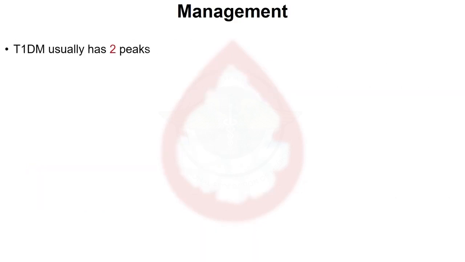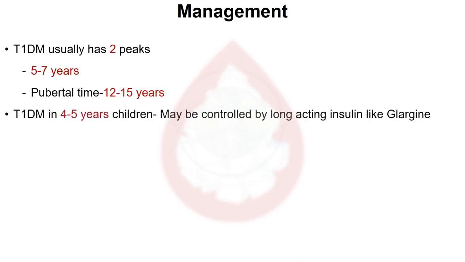Type 1 diabetes usually has 2 peaks. One peak is between 5 to 7 years and the second peak is around the pubertal time, about 12 to 14 or 15 years. And if you see somebody with type 1 diabetes before 4 or 5 years of age, some of them may be managed with a long acting insulin acting 24 hours, 1 shot or 2 shots of a long acting insulin like Glargine. You may be able to control type 1 diabetes at the age of 3 or 4 years old.